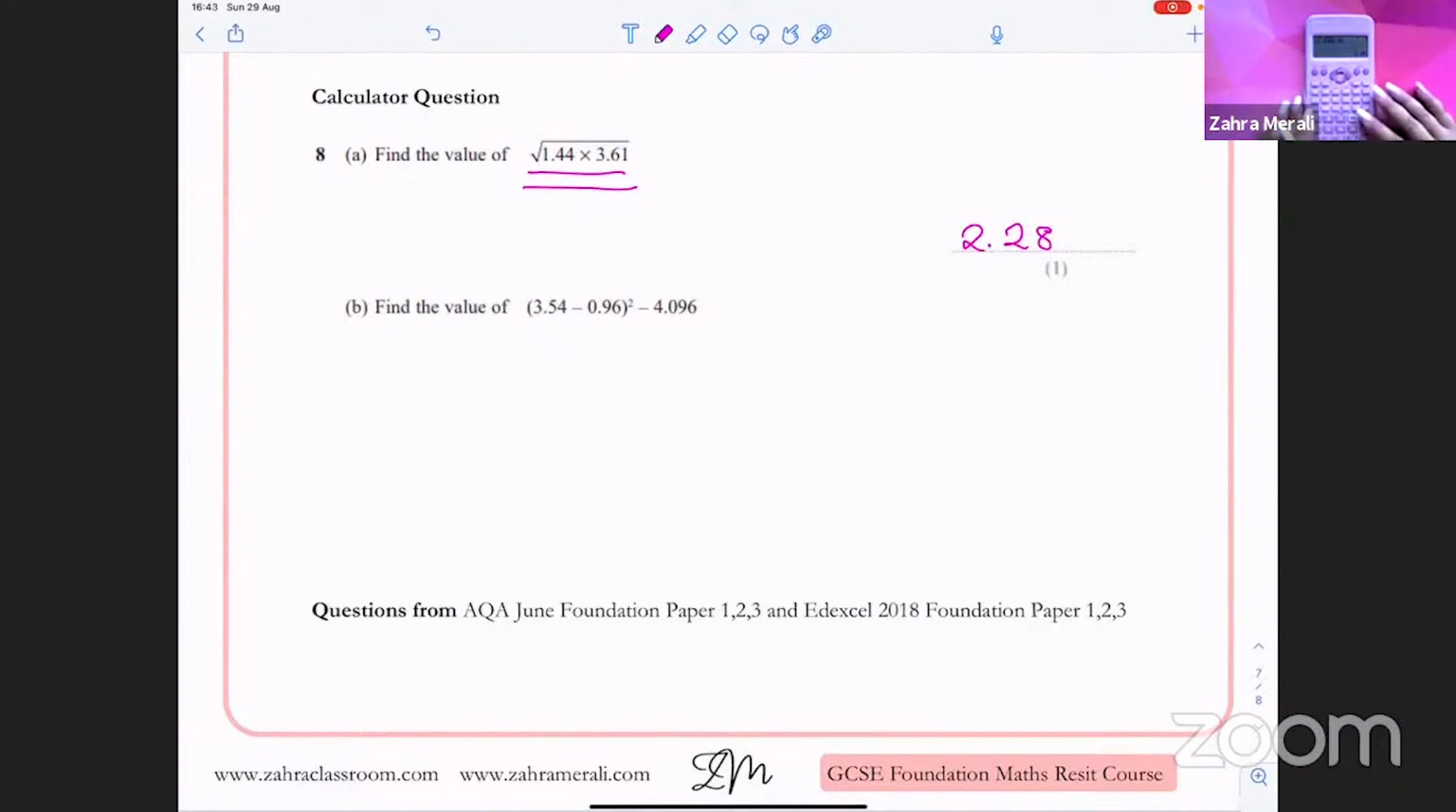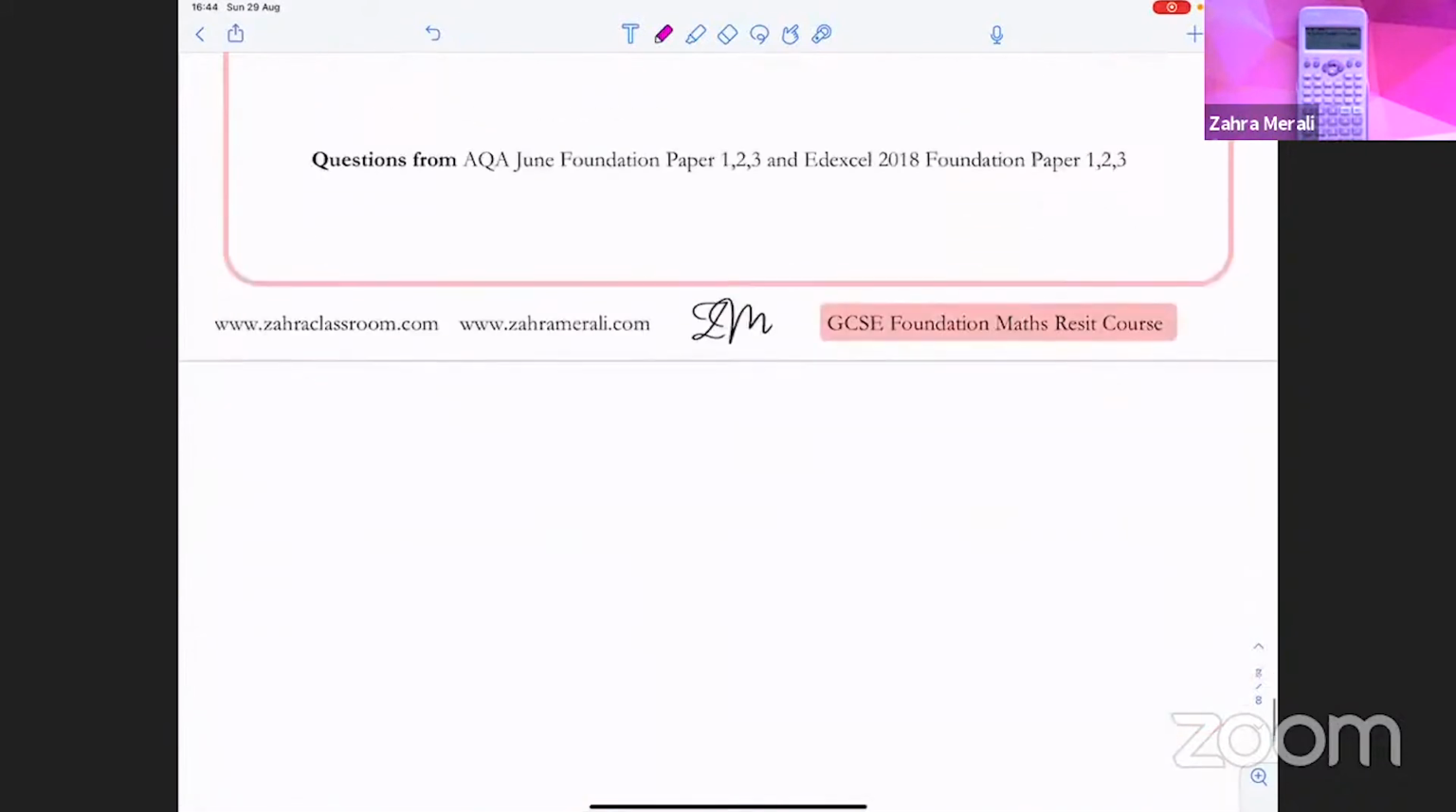Okay, so if we use the next one, you're just going to make sure you type in everything exactly as it gives it to you. So open bracket, 3.54 minus 0.96, close the bracket, squared, minus 4.096. So it looks exactly like it does on the screen. We hit the equal sign, we get an answer, and we write that answer down.